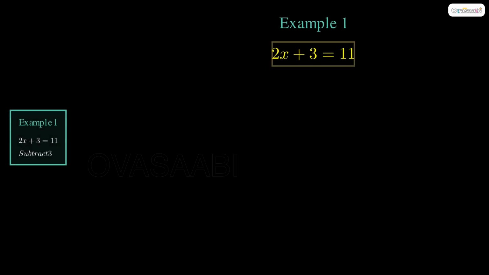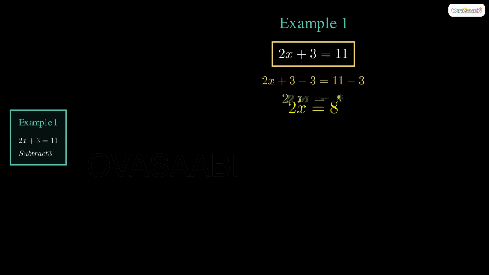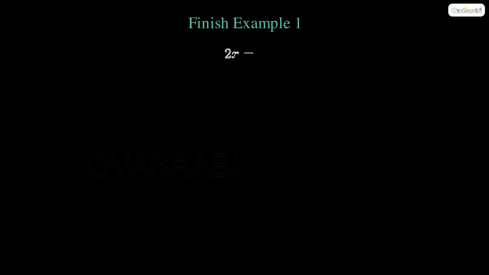Example 1. Solve 2x + 3 = 11. First remove the +3 by subtracting 3 from both sides. Now 2x = 8 means two groups of x make 8. Divide both sides by 2, so x = 4. Checking gives 11.